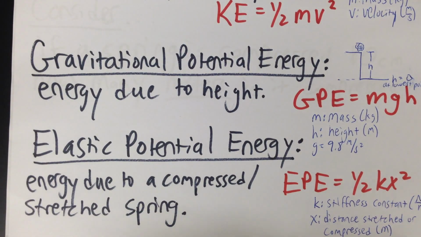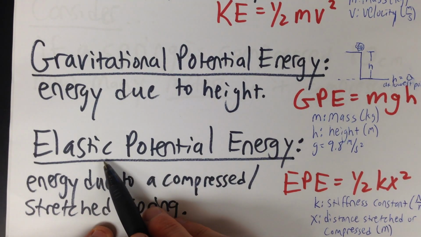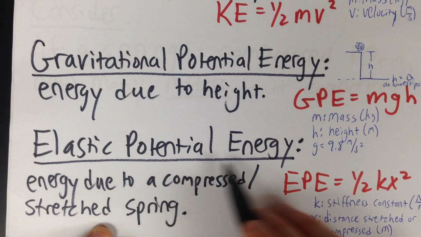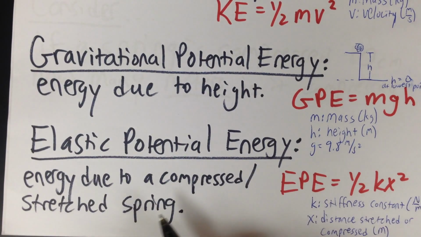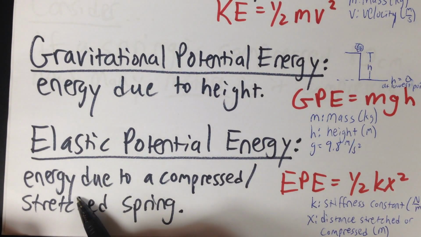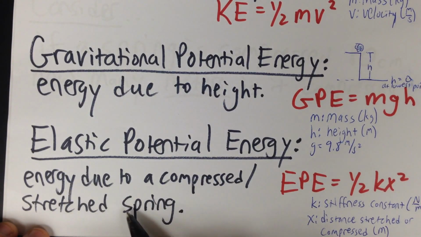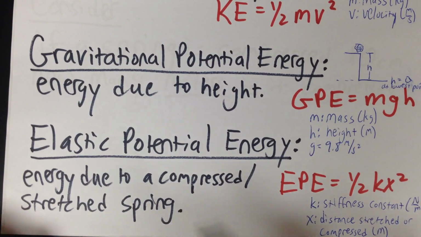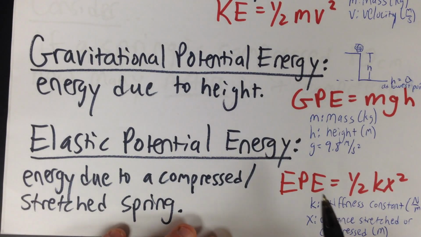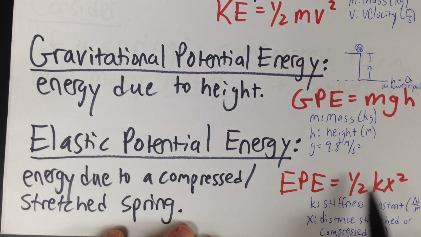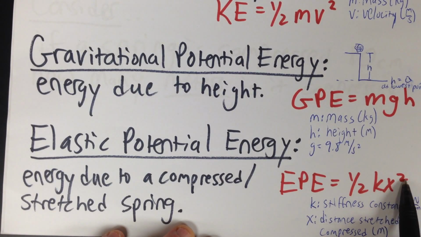Our third type of energy is elastic potential energy. That's energy that can be stored not by lifting an object, but it's energy due to a compressed or stretched spring. A bow and arrow is a good example of elastic potential energy, or a slingshot. EPE has a formula 1/2 kx squared.